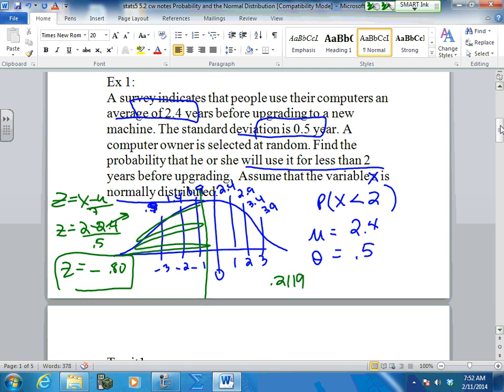0.2119. Or you do your lower limit at negative 999, your upper limit at negative 0.80, and you can find it. And there is your area under the curve. Probability is the same as your area. You can even move this to decimal places. It makes probably more sense to look at it as a percent. There's a 21.19% chance that people will keep theirs less than 2 years.